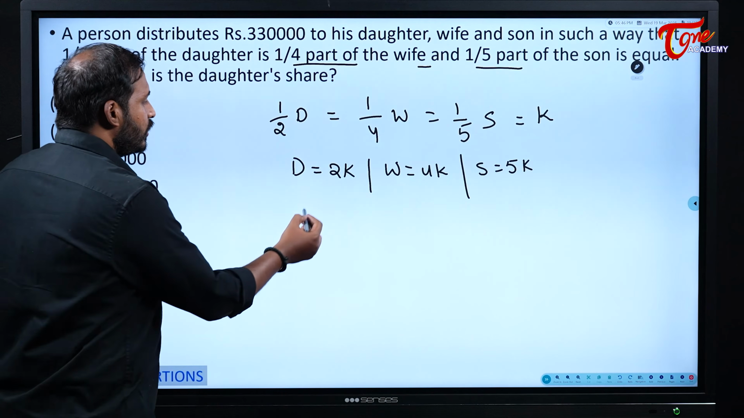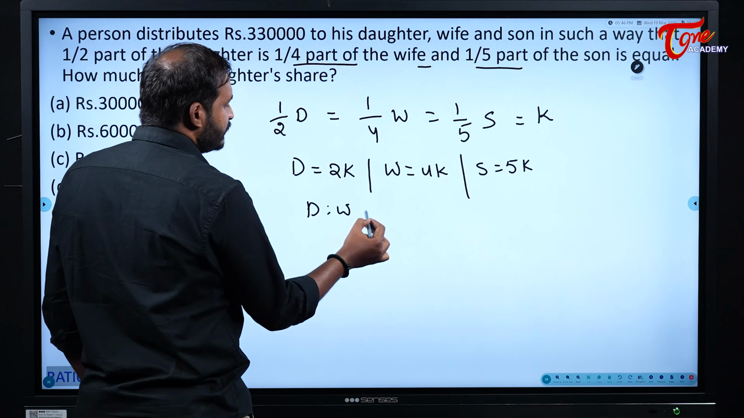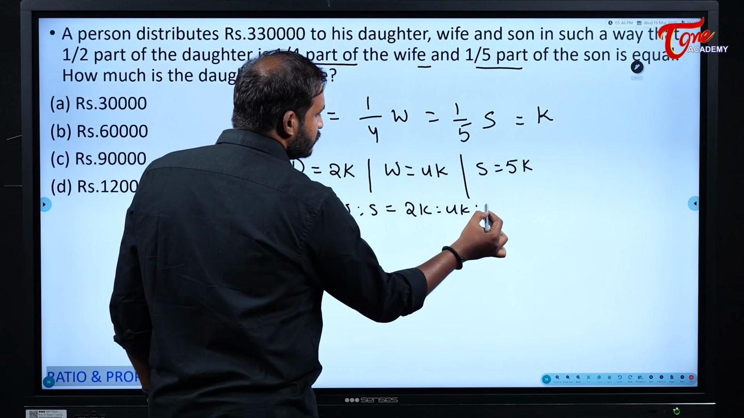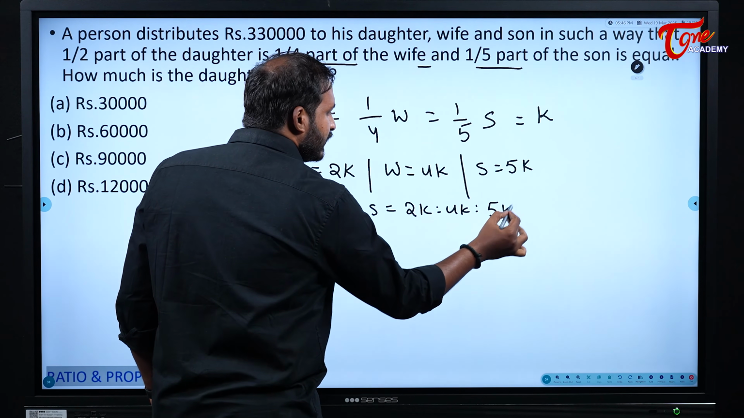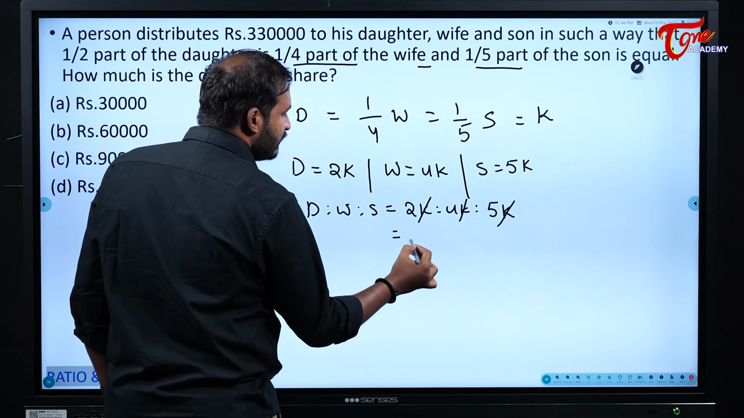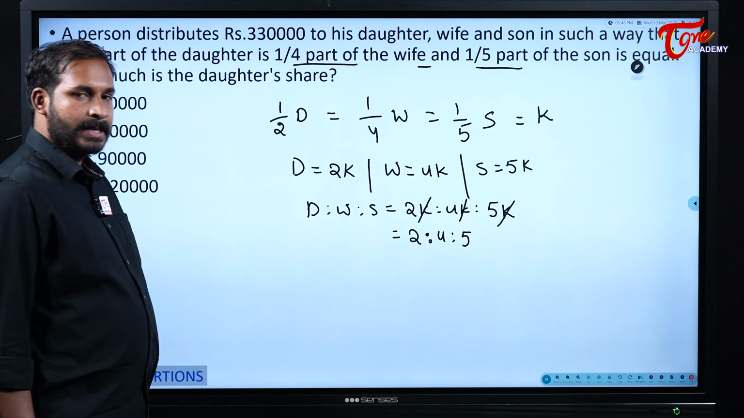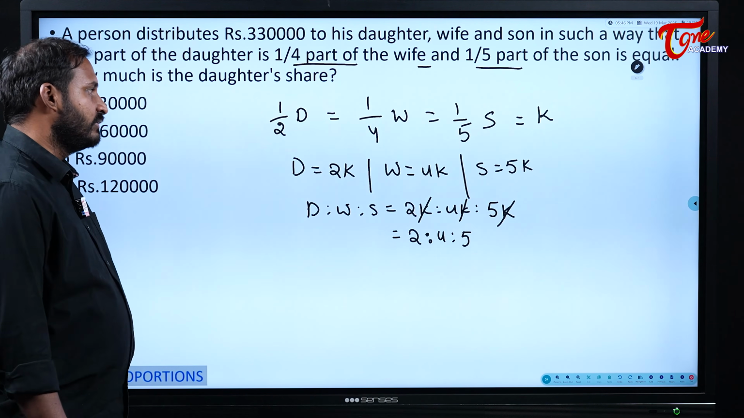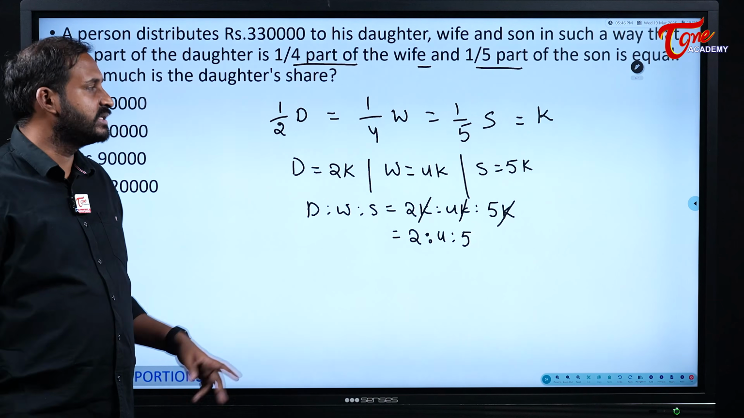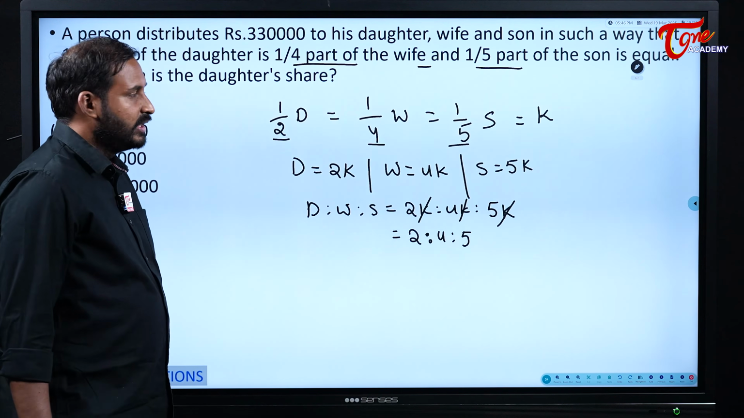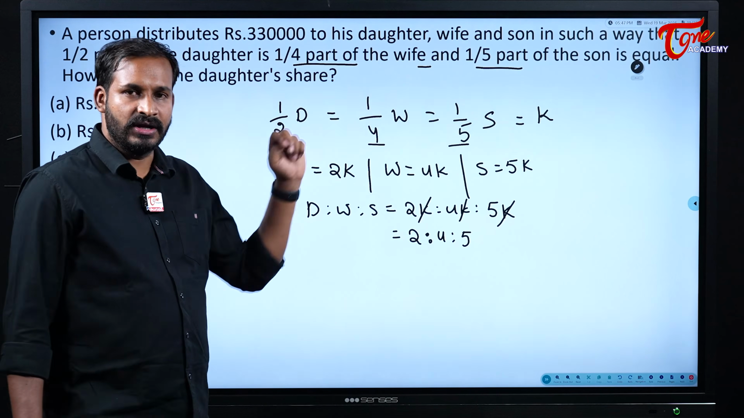Okay. Now, daughter is to wife is to son will become what? 2k is to 4k is to 5k. Anyway, k will get cancelled and they will be divided in the ratio 2 is to 4 is to 5. So whenever you see these type of things, directly you can write their inverse values here. See, in this case it is 1 by 2, 1 by 4 and 1 by 5.